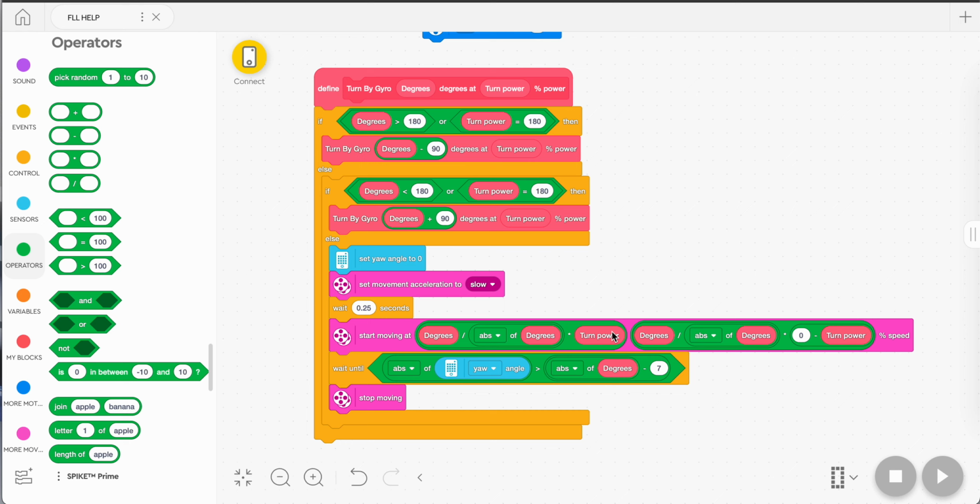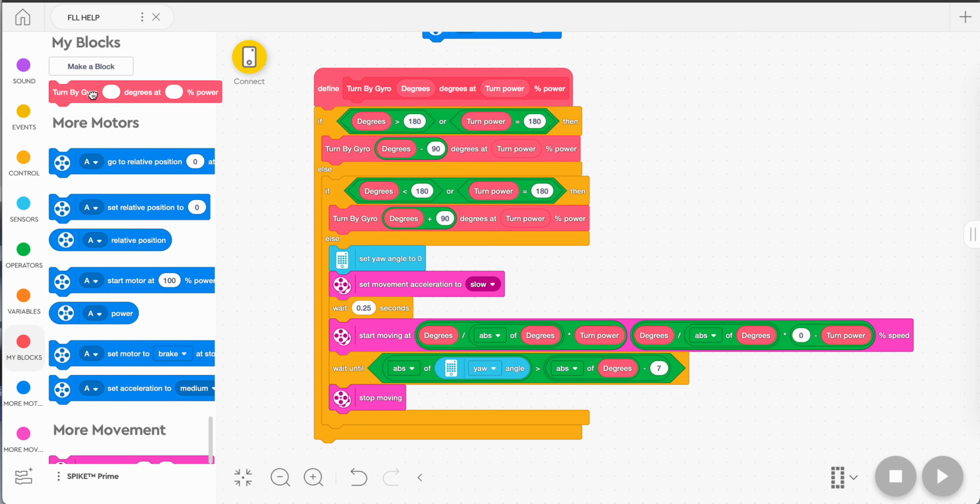Now again, this is for Lego Education Spike. If you have Lego Education's like the other app, there will be some other things. Anywho, there you go. There you have it. There's your turn by gyro.